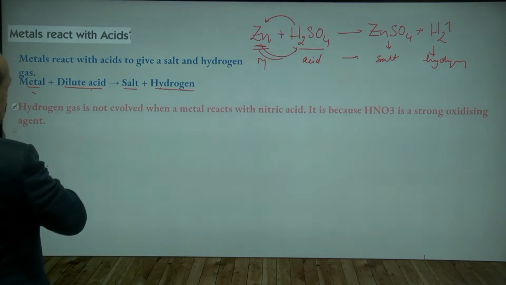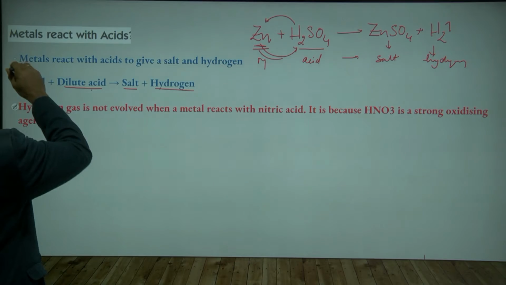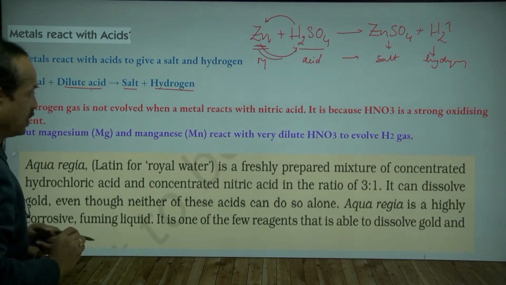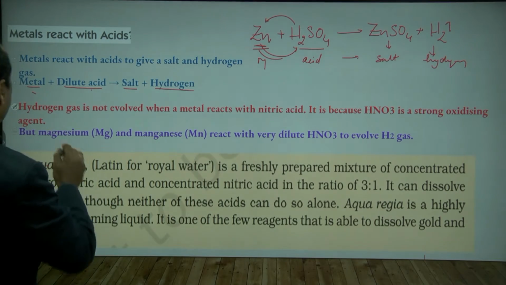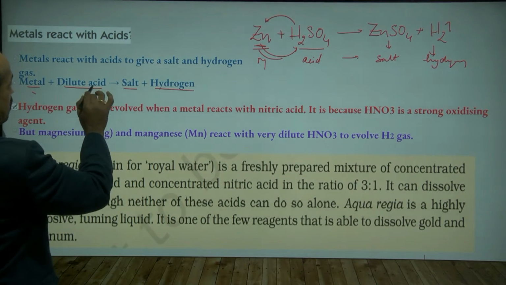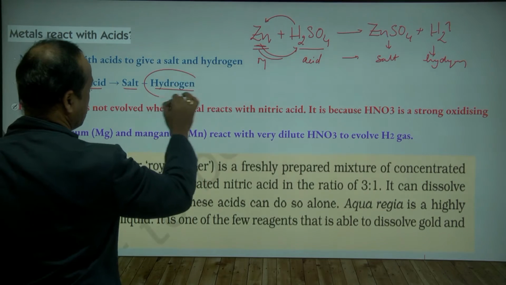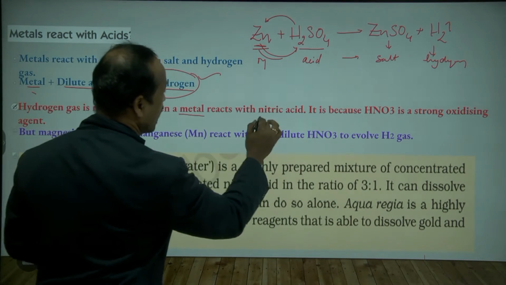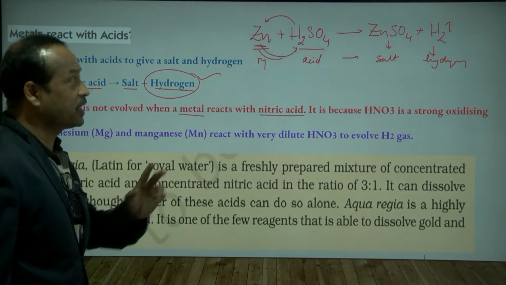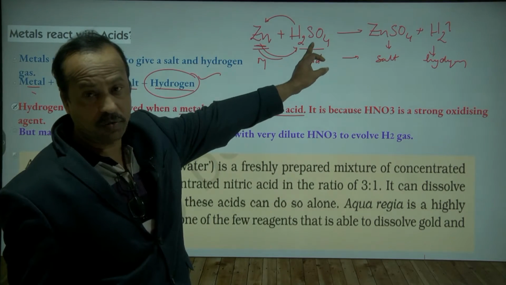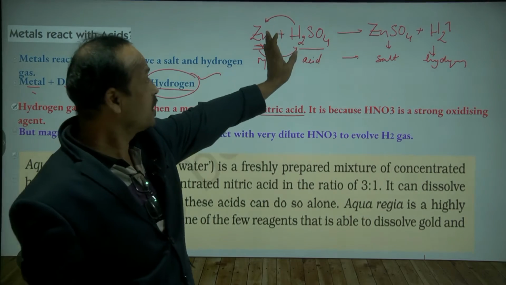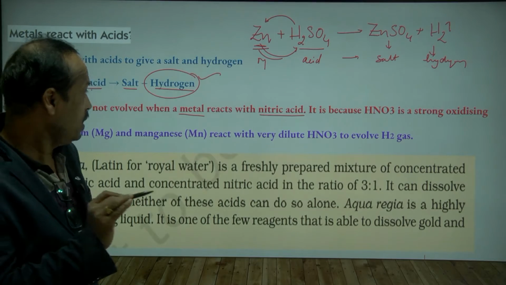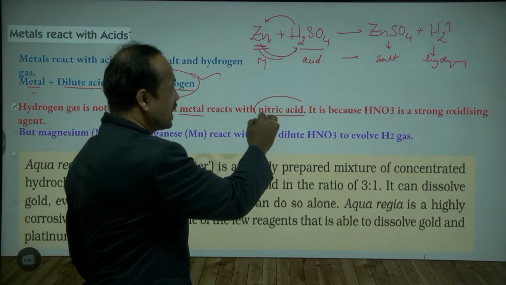Now, what example is there? Let us see here. Some examples are not given, but here one important point is there. Generally when metals react with dilute acids, they liberate hydrogen gas. But hydrogen gas is not evolved when a metal reacts with nitric acid. Here I have taken sulfuric acid, which liberates hydrogen, but it does not release hydrogen gas when it reacts with nitric acid.